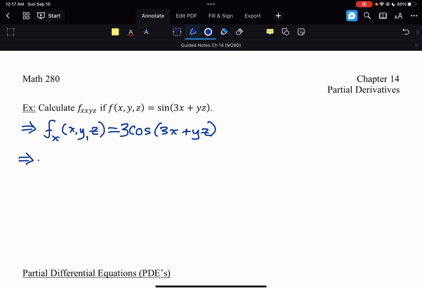So that's fx. For fxx, take partial of this with respect to x again. So let's see, the 3 will still be there. We're going to get a negative sign. So let me actually put the negative in front here. Sine of 3x plus yz. And then we take the partial derivative of this inner function again with respect to x, which just produces another 3. So I'm going to go ahead and just combine that here. 3 times 3 is 9.